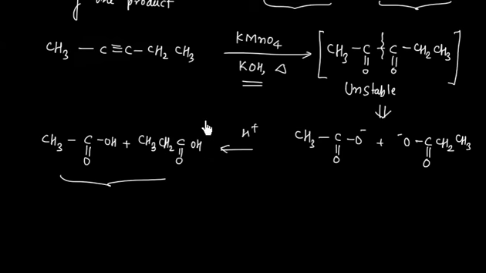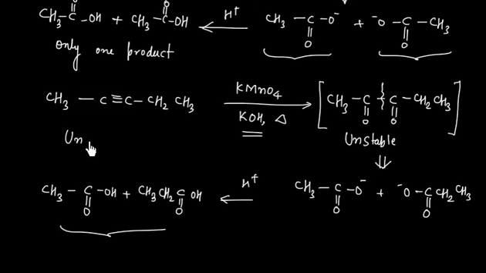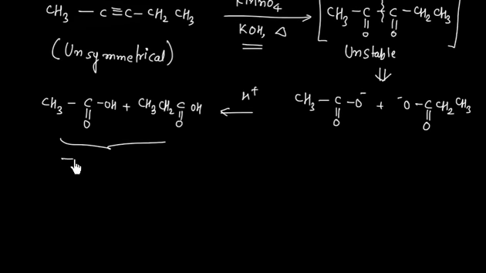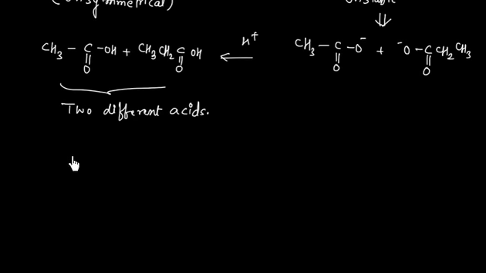So if the alkyne is unsymmetrical, so this is an unsymmetrical alkyne, in this case we will get 2 different acids. One special case we can have is acetylene.